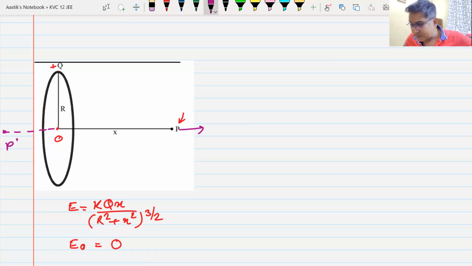At which point, and I've seen this question in a JEE, at which point is the electric field maximum? How do you do it? At which point is the electric field maximum? Do you know it? Yes or no? At which point is the electric field maximum?